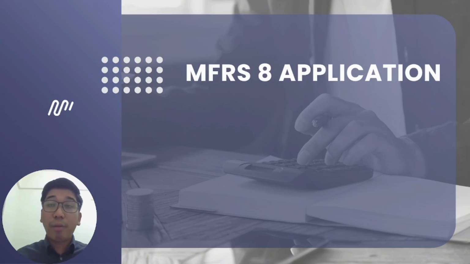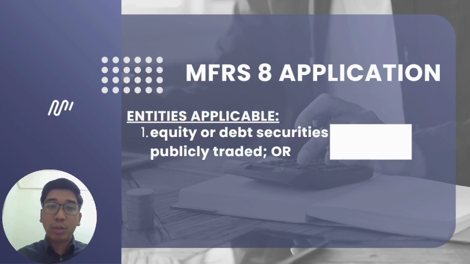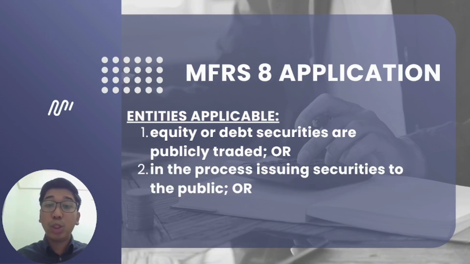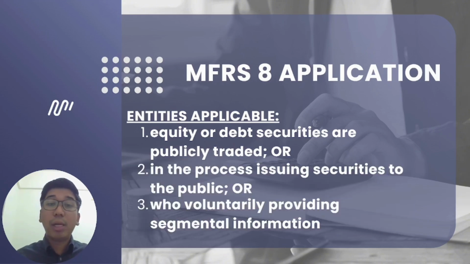So MFRS application, which means what entities are applicable with this MFRS. So the first is entities which have equity or debt securities that are publicly traded, or entities in the process of issuing securities to the public, or entities who voluntarily provide segmental information.